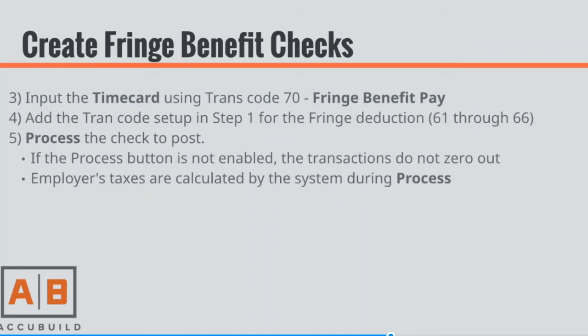In the time card entries, you'll be using transcode 70, which is for fringe benefit pay. Then you'll add transcode created in step 1, the auto deduction. After inputting the handwritten check, proceed to post it. In this demonstration, we'll set up a fringe for payment of personal use of a company vehicle. Again, you'll want to talk with your local CPA firm about the tax withholding implications of any fringe benefit as it applies to your company.